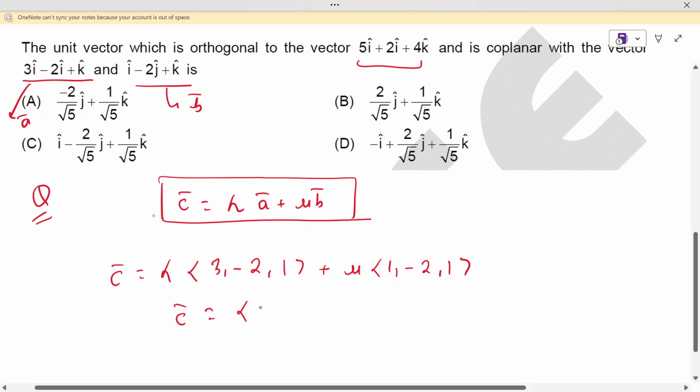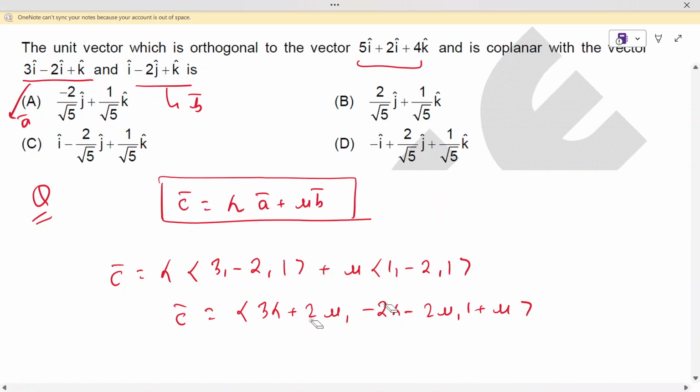So c will be 3 lambda plus mu, minus 2 lambda minus 2 mu, and 1 lambda plus mu. Sorry, it should be mu, right? So 3 lambda plus mu, minus 2 lambda minus 2 mu, and lambda plus mu. This is our c vector. Clear?